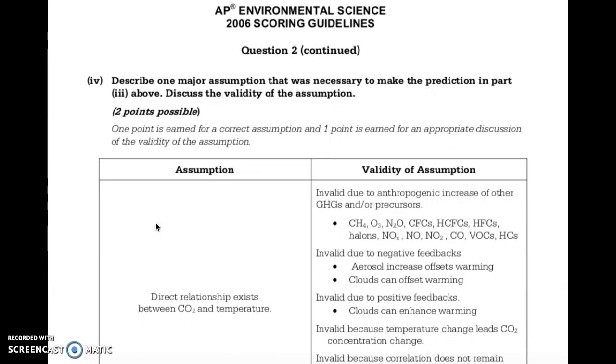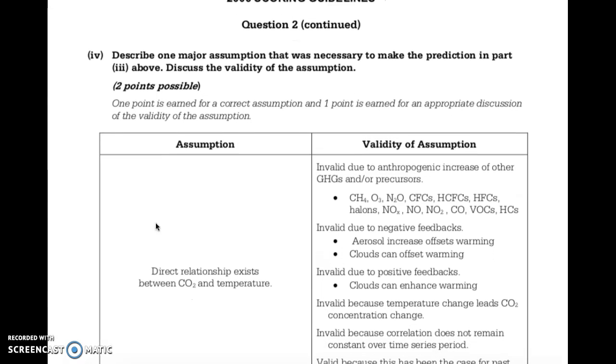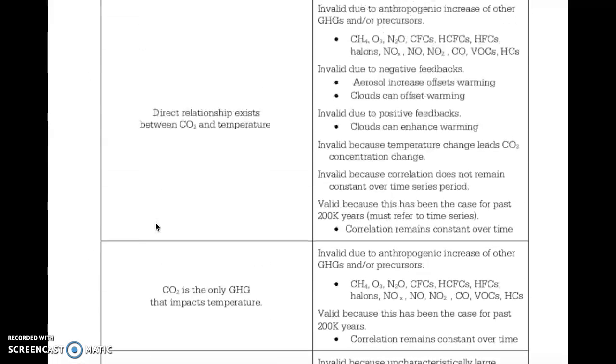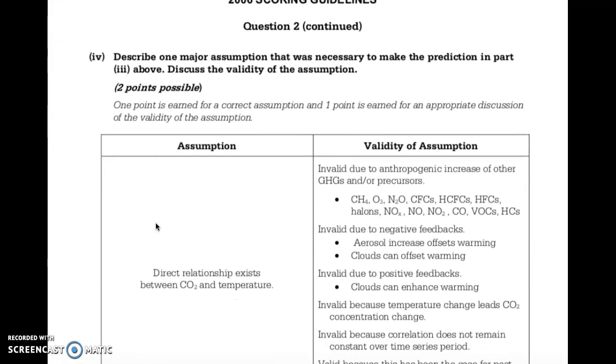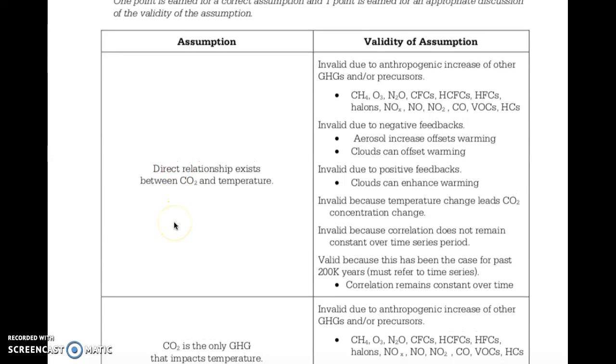Right. So part 4, we're moving on out of the math section. So you don't have to have had the math correct to get 6 points in this question. So you need to describe one major assumption that was necessary to make the prediction in part 3 above. So your list of assumptions are here.